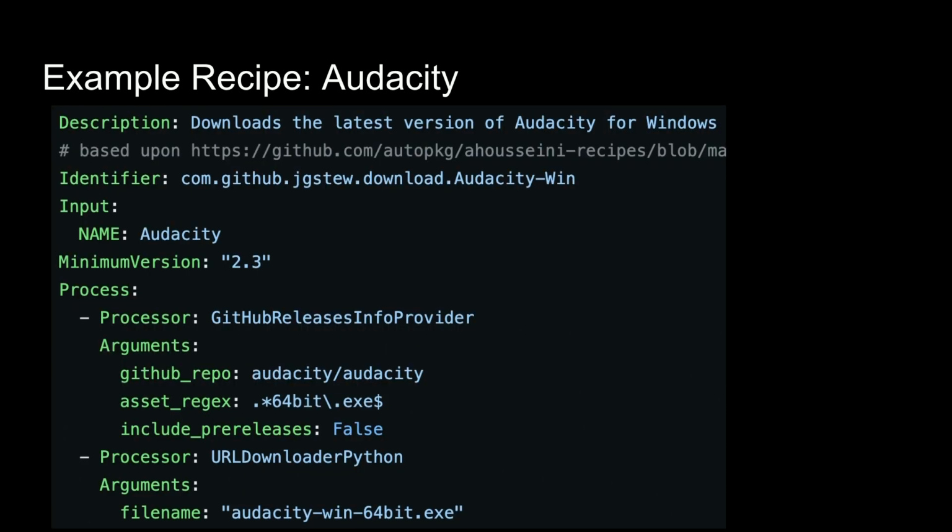So this is another example processor for Audacity for Windows. And in this case, it's the same as any other Mac download processor would be. I'm still using GitHub Release Info Provider, which is a very commonly used processor to figure out what to download with AutoPKG, and you'll see that in a lot of macOS specific recipes as well. And again, there's that asset regex, which is one of the most complicated parts if you're new to regex.